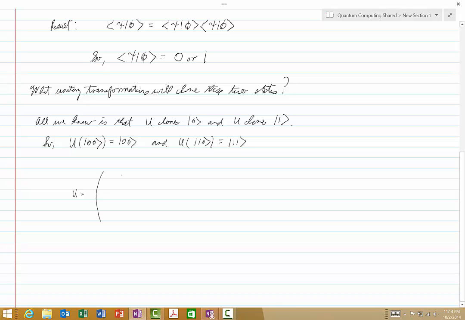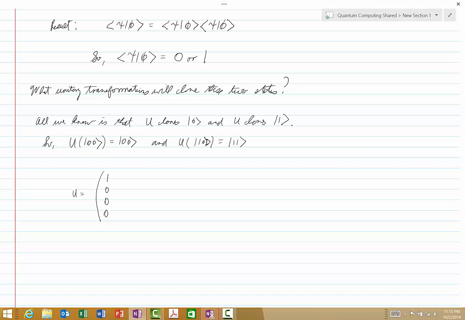For instance, recall that 0, 0 is represented by the vector 1, 0, 0, 0, and so the fact that U of 0, 0 is equal to 0, 0 tells us that the first column of our matrix for U must be the vector corresponding to the image of 1, 0, 0, 0, which is 1, 0, 0, 0. And the fact that U of 1, 0 is 1, 1.